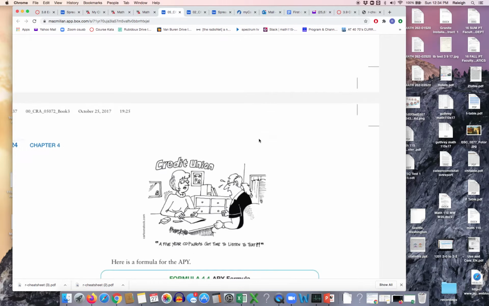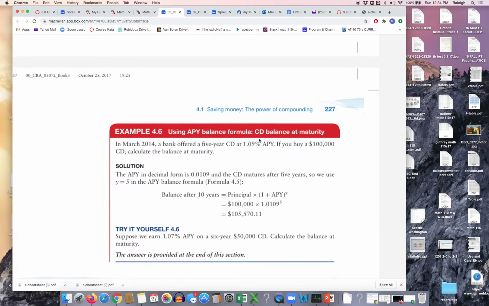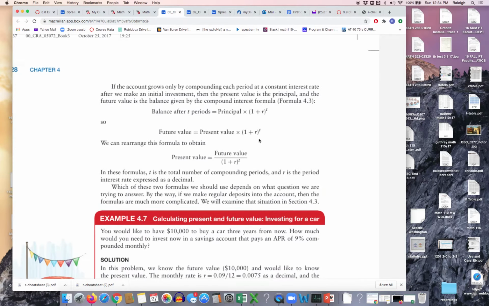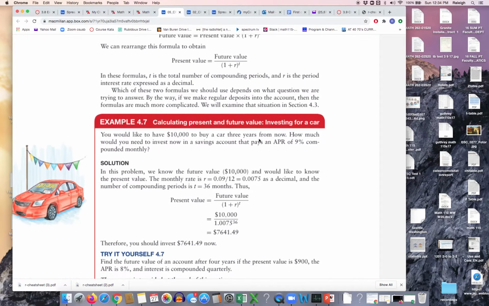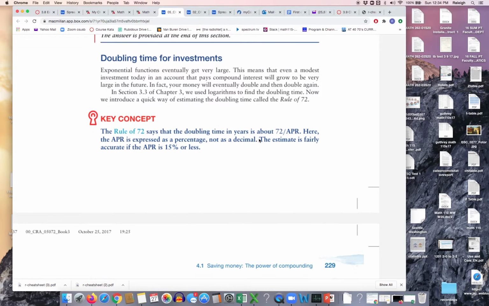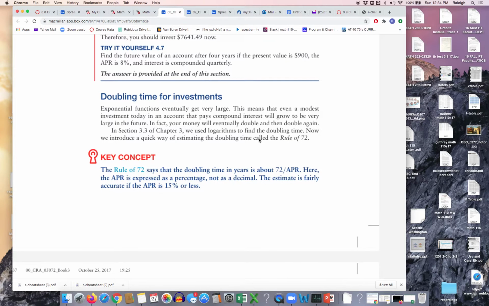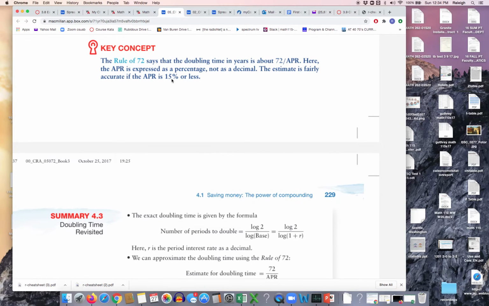In fact, the summaries are really good. I do not care for APY. I will not be doing APY. They have future value, present value. That's basically just the same thing as before, just they put different words on it, just a little bit fancier. Doubling time we could do, that's one of those things that we had two different ways. The rule of 72, which is the approximation, which is generally pretty easy. A lot of the time you can just do that in your head. But yeah, APR will be 15% or less.